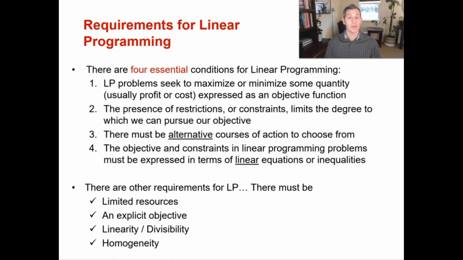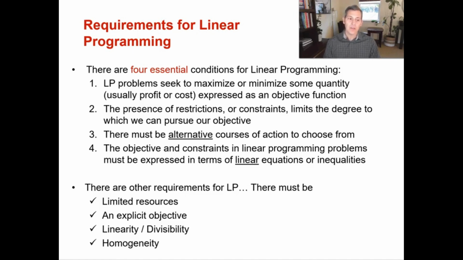There must be alternative courses of action to choose from. So my example of can we make the Apple Watch, the iPod, or the iPhone, those are alternative courses of action. They can choose to make more of one product than another. Those are alternatives. And then the objective and the constraints in linear programming problems must be expressed in terms of linear equations and inequalities. That means that when we've got our people or our equipment, if it takes 3 hours to make a part, then 2 parts would take 6 hours. That's a linear type of model. 3 parts would take 9 hours. So that's linearity, with linear equations and inequalities.